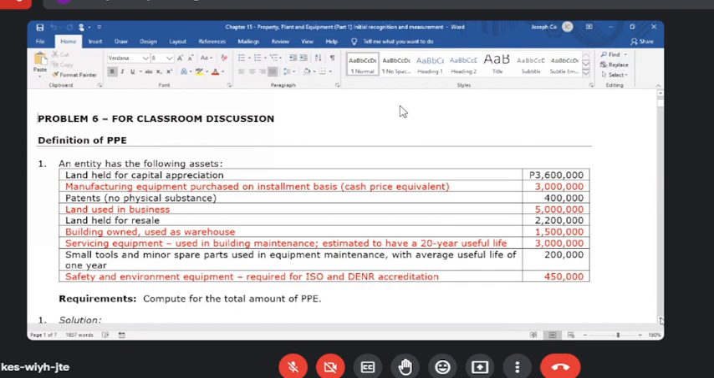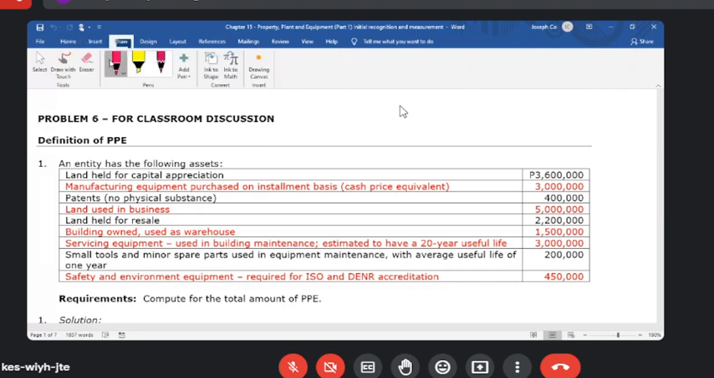An entity had the following assets. Land held for capital appreciation, manufacturing equipment purchased on installment basis, cash price equivalent, patents, no physical substance, land used in business, land for resale, building owned used as a warehouse, service equipment used in building maintenance estimated to have a 20-year useful life, small tools and minor spare parts used in equipment maintenance with an average useful life of 1 year, and then safety and environment equipment required by ISO.